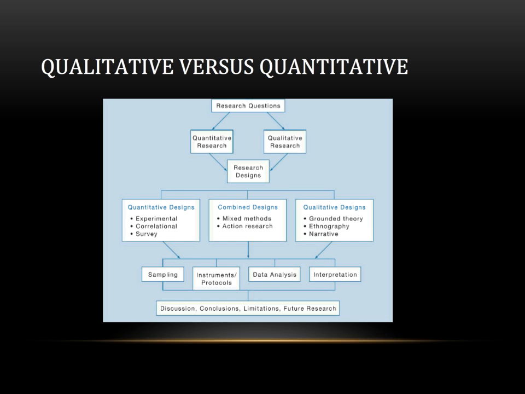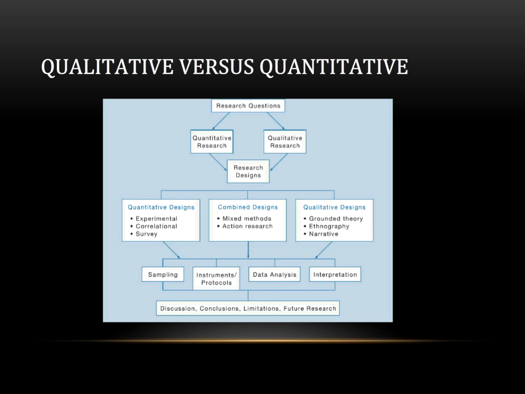For a quantitative design, you're typically looking at experimental, correlational, or survey research. Combined designs, which include qualitative and quantitative, typically use what's called mixed methods or action research. Finally, for qualitative designs, you're typically using things like grounded theory, ethnography, or narrative inquiry. These areas will all be explained in much more detail as we get further into the summer session.